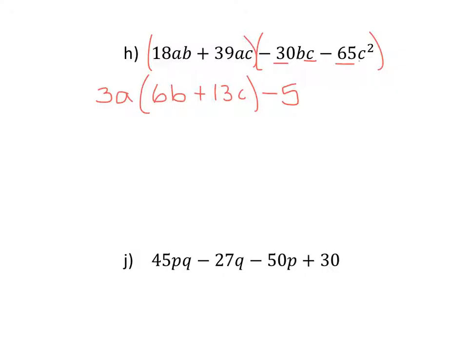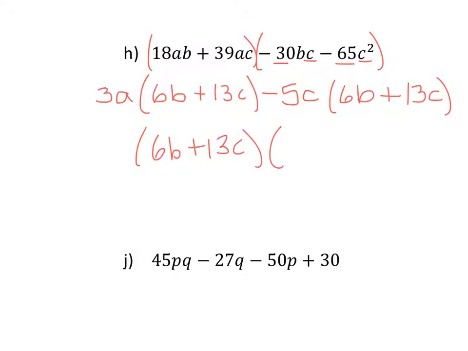They also have a c in common, so pull out that c as well. When you do that, not only does it change the terms, changes the binomial to its additive inverse, it will also help you get your common binomial. So -30bc becomes 6b, positive, and the next term also becomes positive because I pulled out that negative, 13c. So your common binomial is 6b plus 13c, and your leftovers are 3a minus 5c.